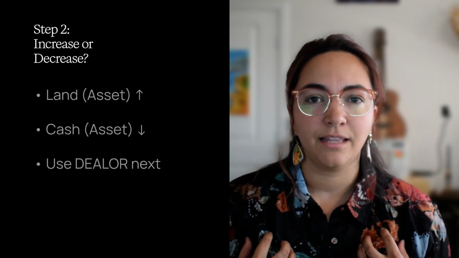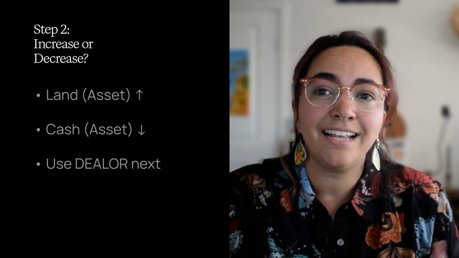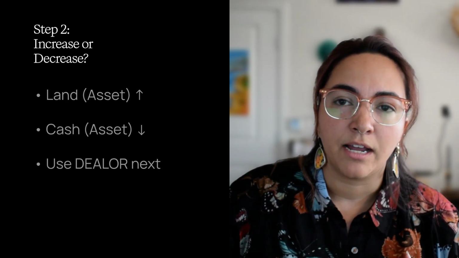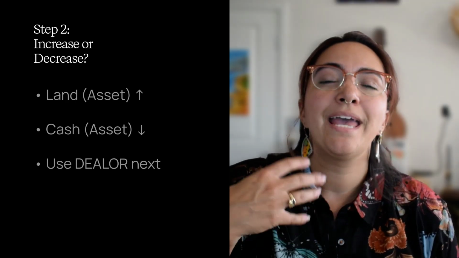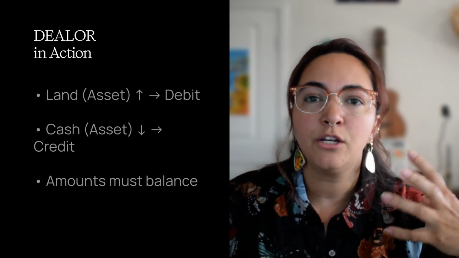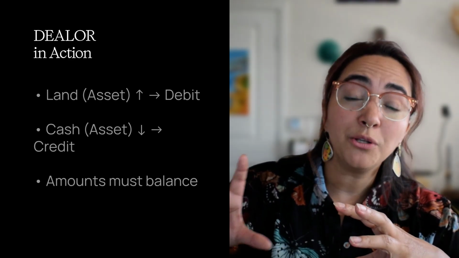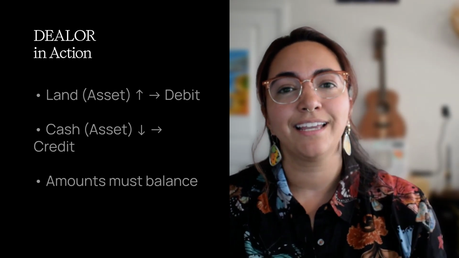So let's say that we are Company A, and we are looking at the books of Company A. Company A buys land from Company B for $100,000 in cash. So Company A obtained land. So for A, land, an asset, went up. Now, what was the other account that we identified? We identified cash. Company A paid cash. So cash went down. So now we can just go back to our DEALOR acronym. If land, which is an asset, is increasing, then of course we have to debit land. Now, if cash, which is also an asset, is decreasing, we're going to have to credit cash.